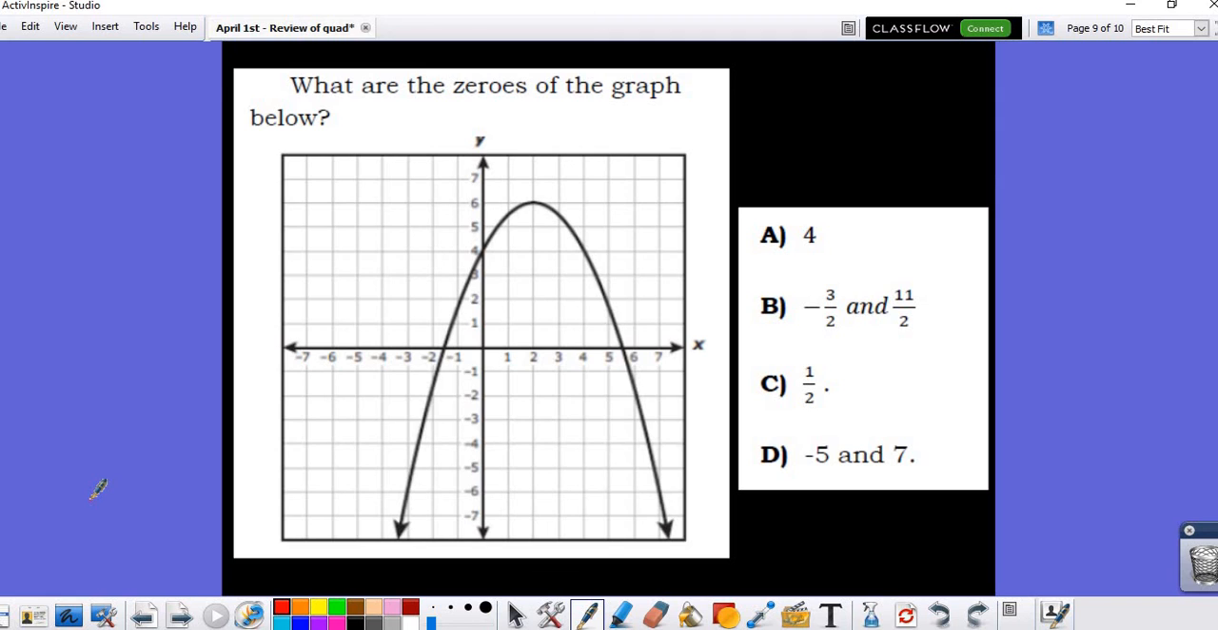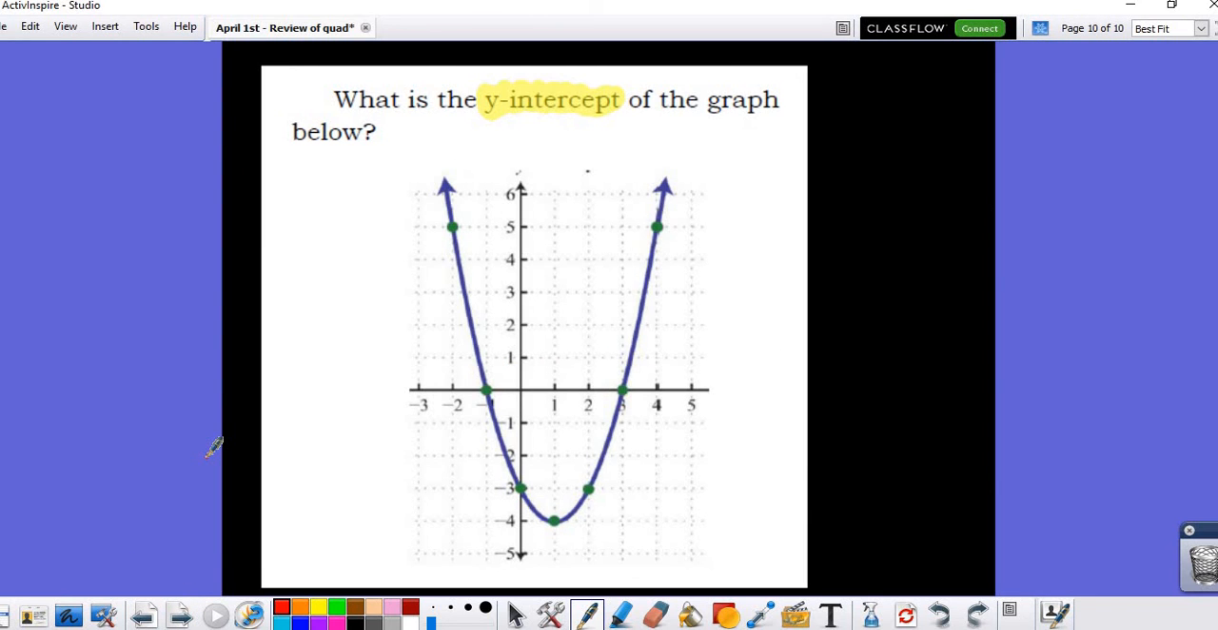All right, next question. What are the zeros of the graph below? And remember, your zeros are also your x-intercepts. And it looks like it's about -1.5 and +5.5, which means it's the answer here with your fractions, -3/2 and 11/2. And last question, what is the y-intercept of the graph below? Okay, remember your y-intercept is where it crosses the y-axis. So if I go down, it crosses right here at -3. So my y-intercept is 0, -3.